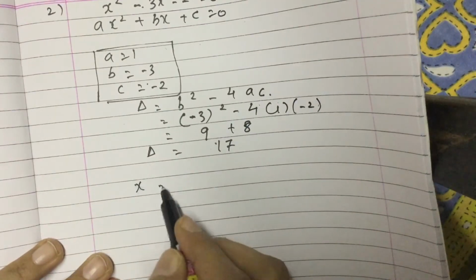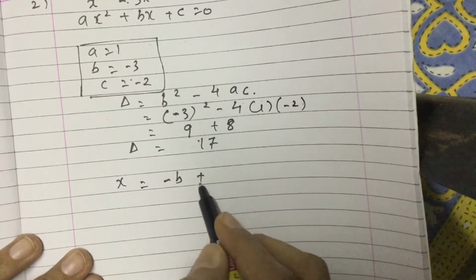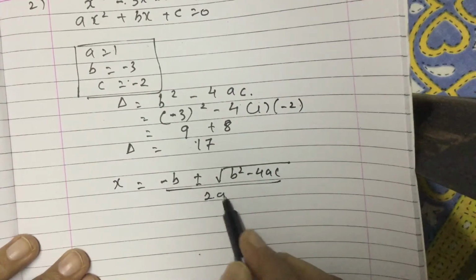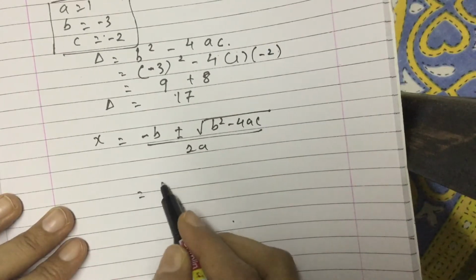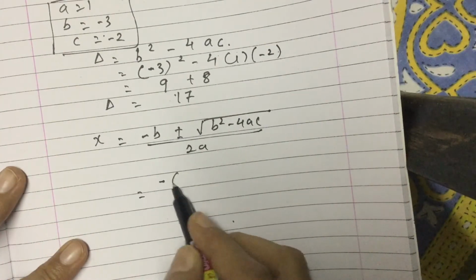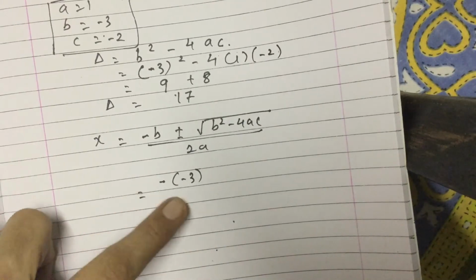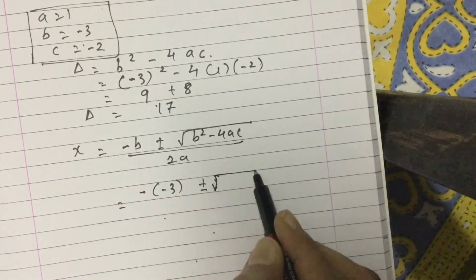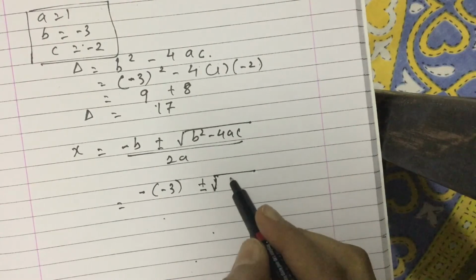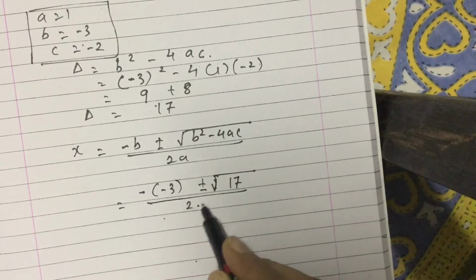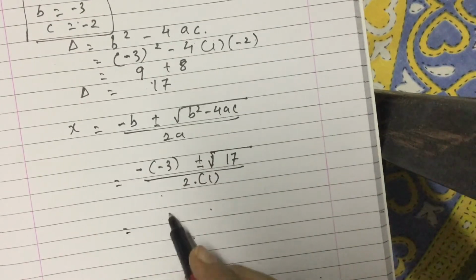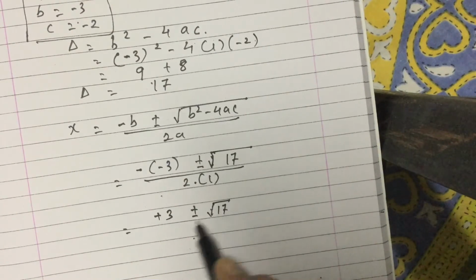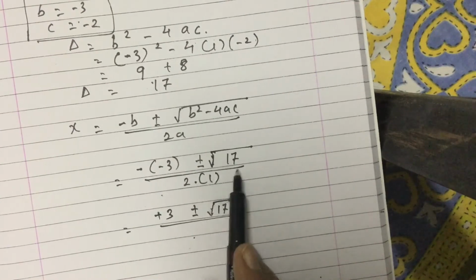Now the variable x, its value we will find: minus b plus minus under root b square minus 4ac upon 2a. We put the value, so what will we get? Minus b value. What is b value? Minus sign is already given, and minus 3 is the b value, plus minus under root delta value, we got 17, and here 2 and a value it's 1. So here minus minus plus, so that becomes 3 plus minus under root 17, and 17 is not a perfect root, so we'll write 17 only.